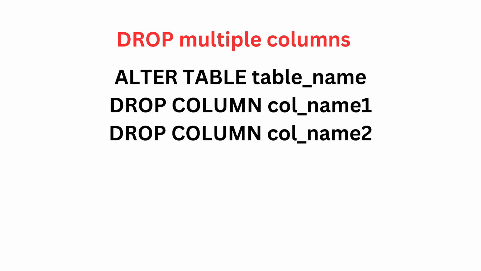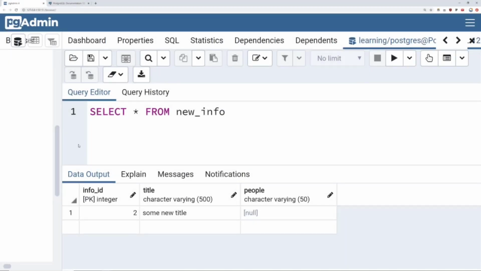Okay, let's go ahead and see a quick example of this in pgAdmin. All right, here I am in pgAdmin. Recall that we have this new info table that we created when playing around with the alter commands. Let's go ahead and drop the people column. So we're going to say alter table new info, drop column people.